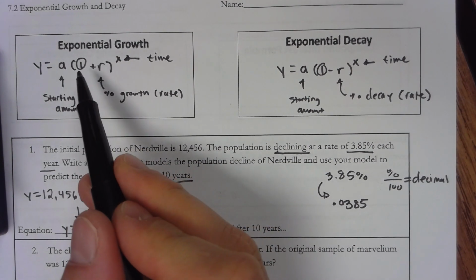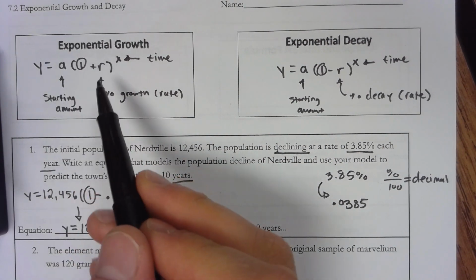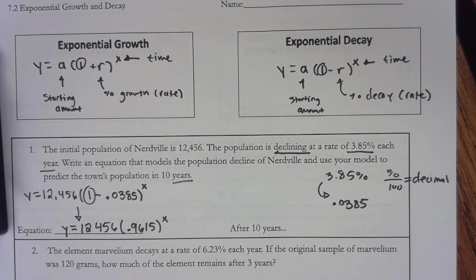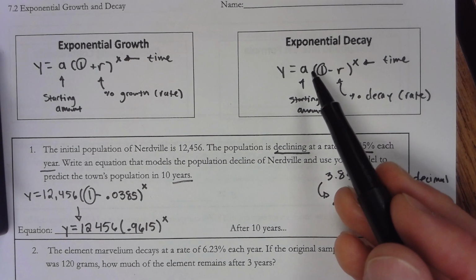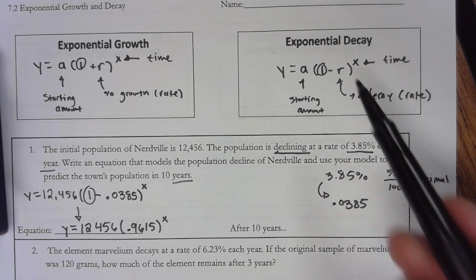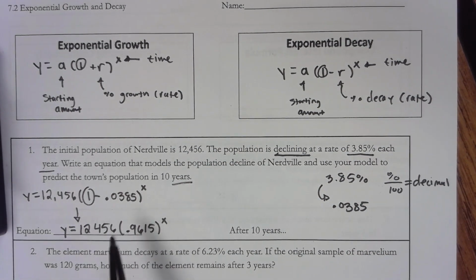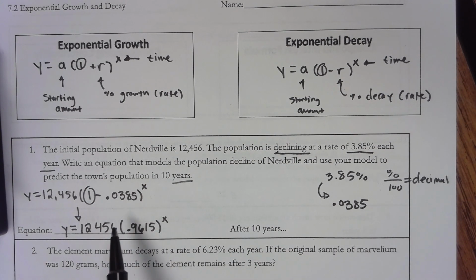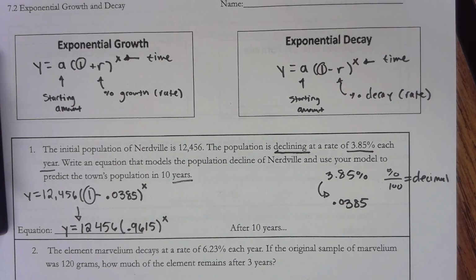So when it's growth, we're taking the 100% and adding our rate onto that. We're keeping the initial population and adding our percent to whatever that amount might be. When it's decay, we take the 100% and subtract that rate, and thus we get some base that's between 0 and 1. So again, think about this base as how much we are keeping as we move forward. If it's decay, that value should be less than 1. If it's growth, it should be greater than 1.